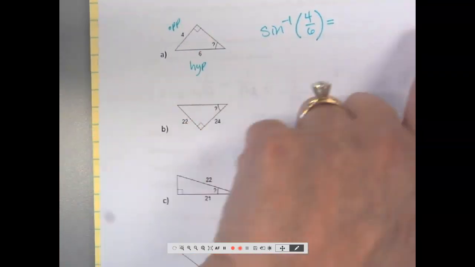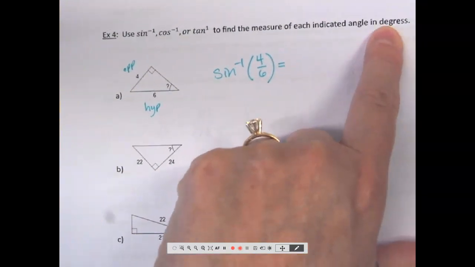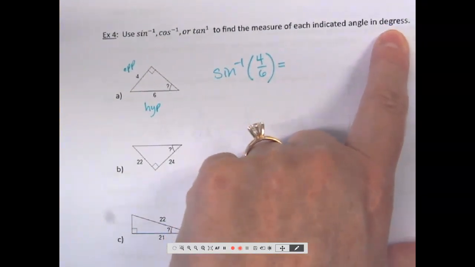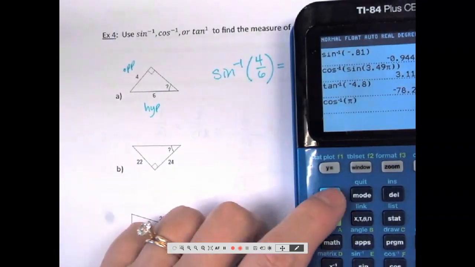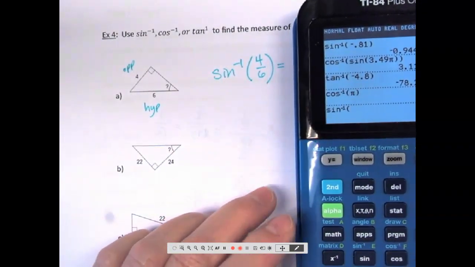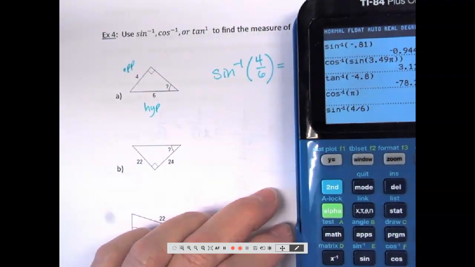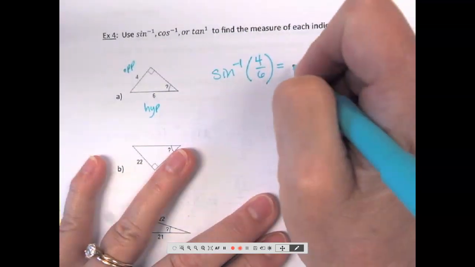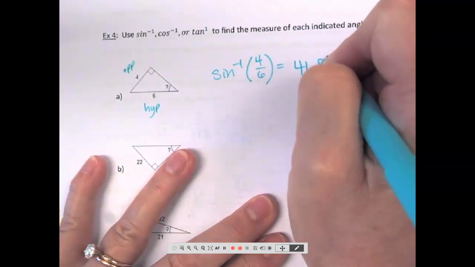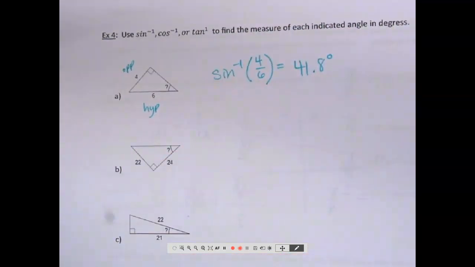If I don't tell you, ask, but I said put it in degrees. Okay? Generally, when we're dealing with triangles, we are in degree mode. But on a test, if you're uncertain, please ask me. So 41.8 degrees. Do you remember doing that in geometry? Maybe.